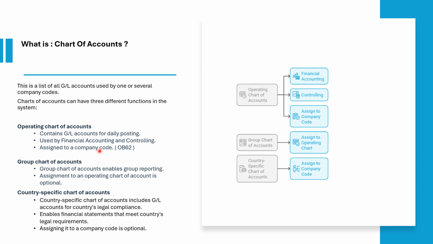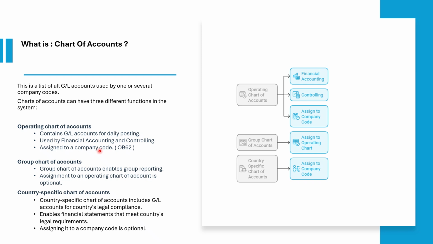One is called group chart of account. So a chart of account can act as a group chart of accounts when it's containing the GL accounts that are used by entire corporate group, and this allows companies to provide reports for the entire corporate group. And group chart of account is assigned to an operating chart of account, but it can be optional.